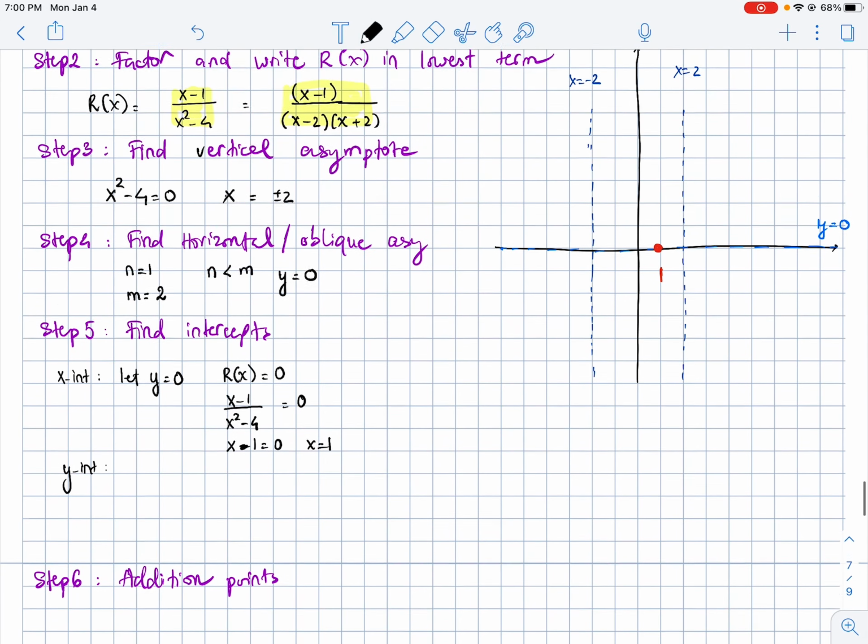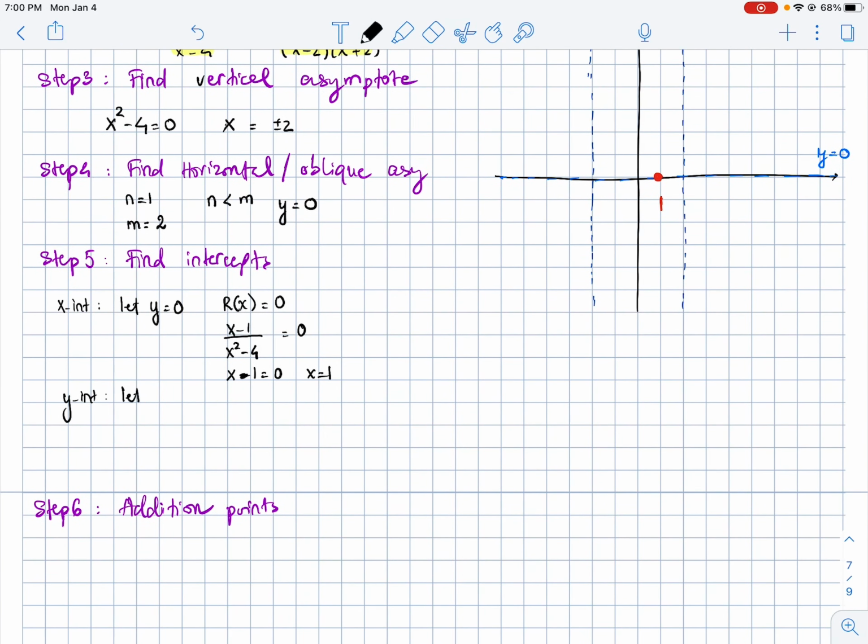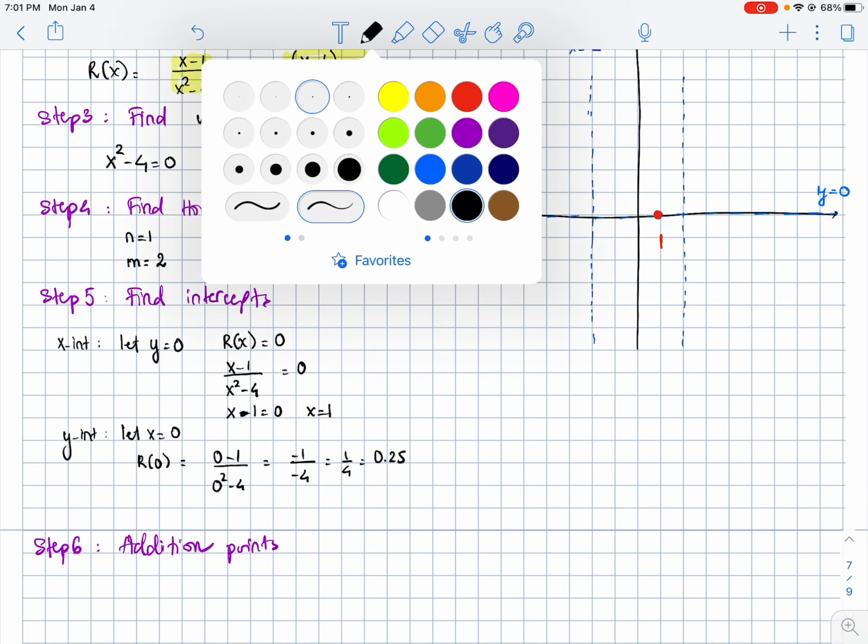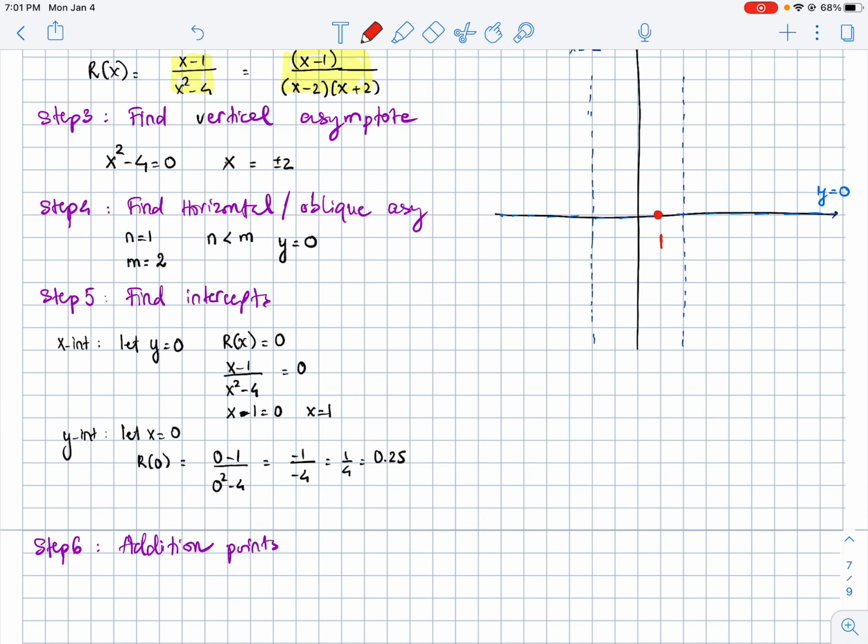And then to find the y-intercept, we let x equal 0. That means we input 0 into the function. So we get 0 minus 1 over 0 squared minus 4. So negative 1 over negative 4. So we got 1 over 4, which is 0.25. So 0.25 is the point on y. They are the two special points.